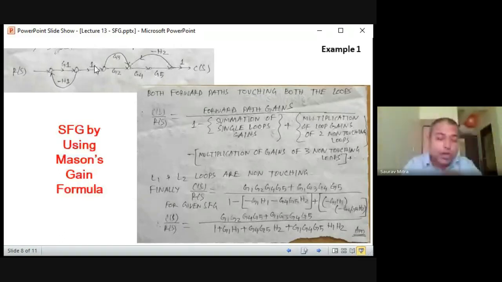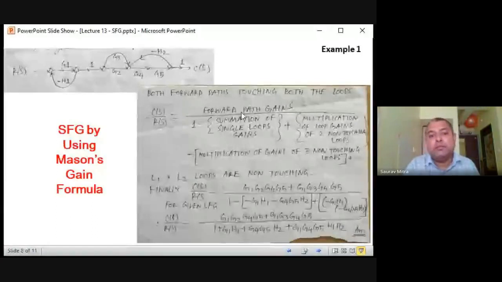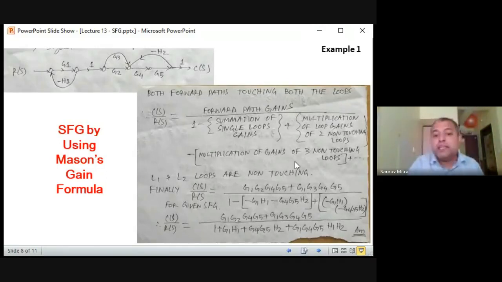If there was a forward path which is not touching two loops or three loops, in that case, the numerator term will be more complex. Okay, we will tell you that. And the denominator is 1 minus addition of individual loop gains plus addition of all the two loops which are not touching, and their multiplication. So this is Mason's gain formula. Forward path gains over 1 minus summation of single loop gains plus multiplication of loop gains of two non-touching loops minus multiplication of loop gains of three non-touching loops plus multiplication of loop gains of four non-touching loops, and so on. Okay, so when we do bigger numericals, we'll come to know about it.